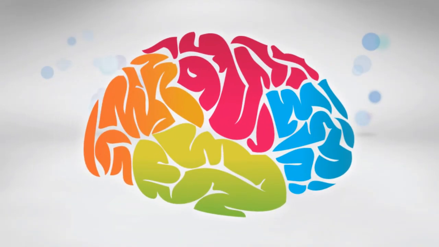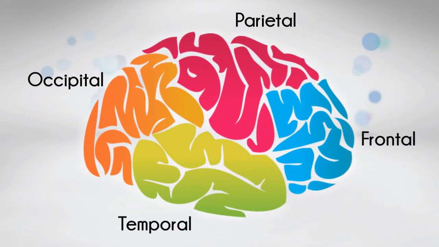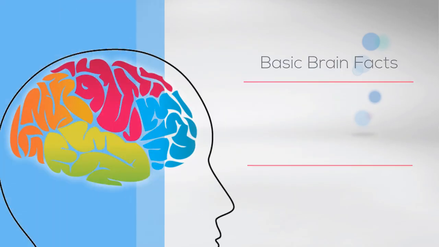Alright, so there you have it. 4 lobes of the brain: frontal, parietal, occipital, and temporal. Great work, everyone. You just sat through a 2-minute video.